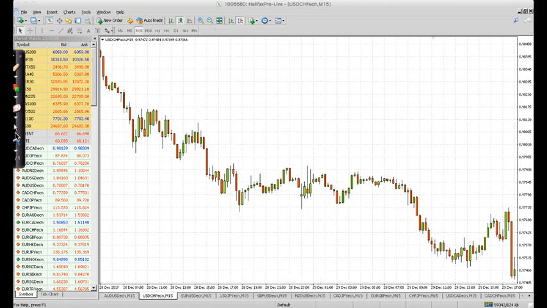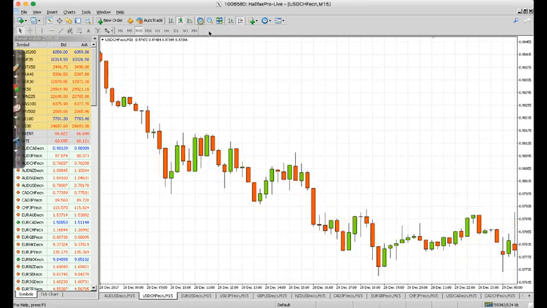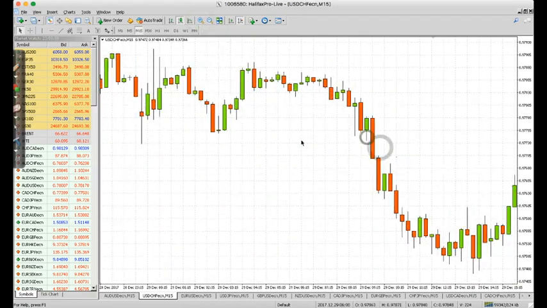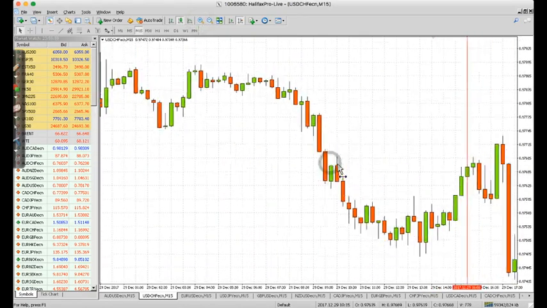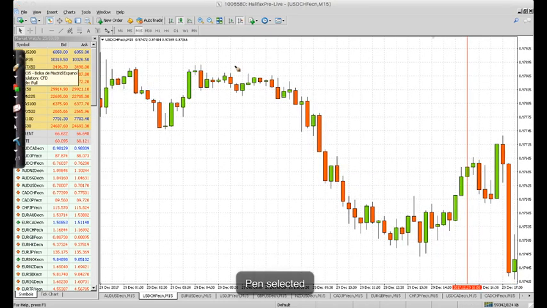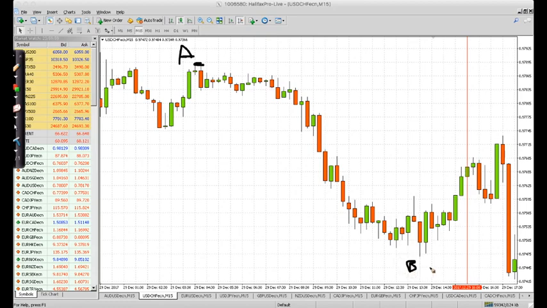Let me zoom in. First of all, let me put a marker over here, and let me just zoom in to that. Okay, there we go. So can you spot an ABC pattern? Again, where is A? A is always the start of the impulse. So this could be your A. That's your B. And where's your C? Your C would be there, right?